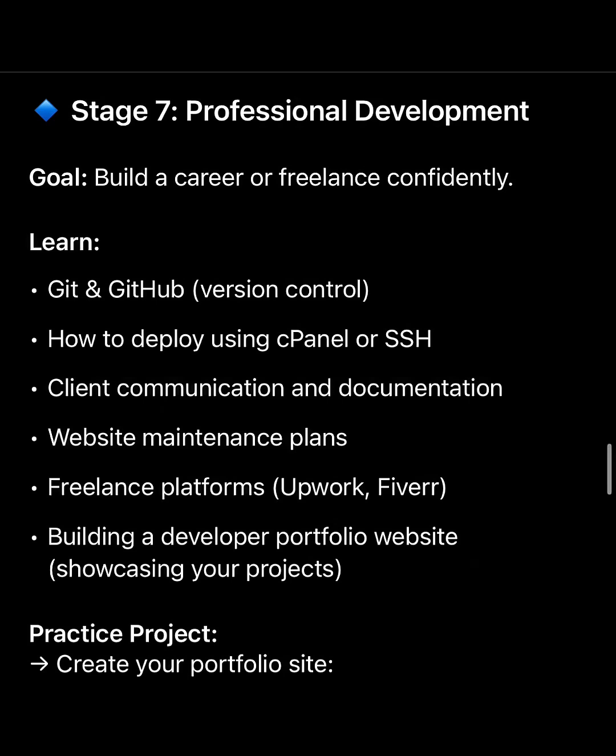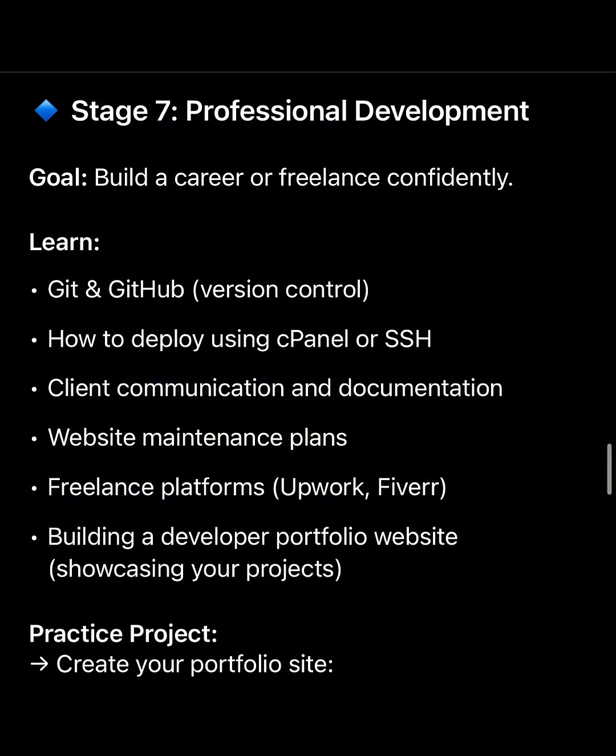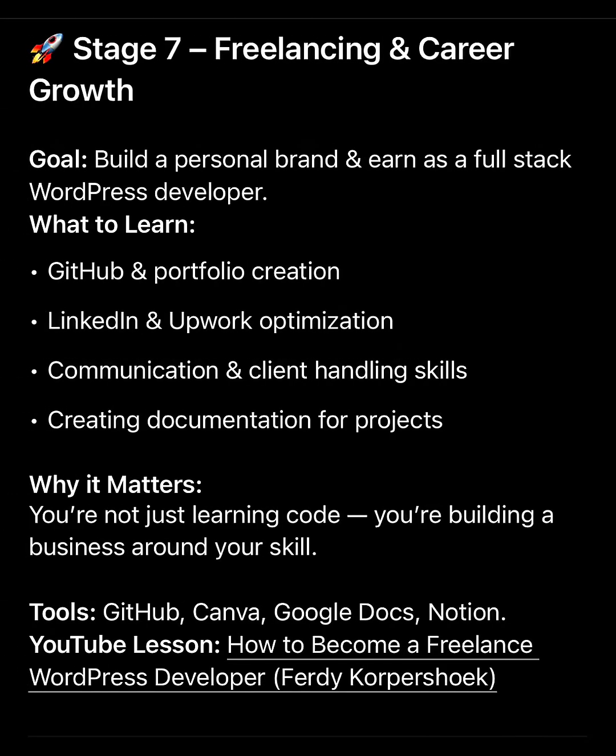Stage 7. Professional development. Goal: build a career or freelance confidently. Learn Git and GitHub for version control, how to deploy using panel or SSH, client communication and documentation, website maintenance plans, freelance platforms like Upwork and Fiverr, building a developer portfolio website showcasing your projects. Practice project: create your portfolio site.